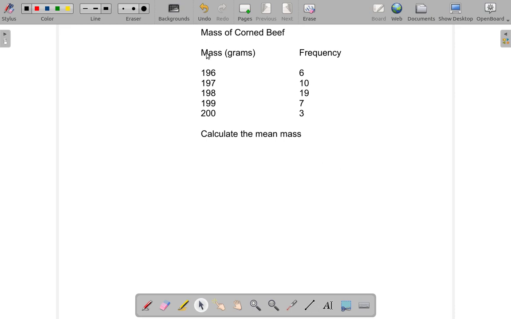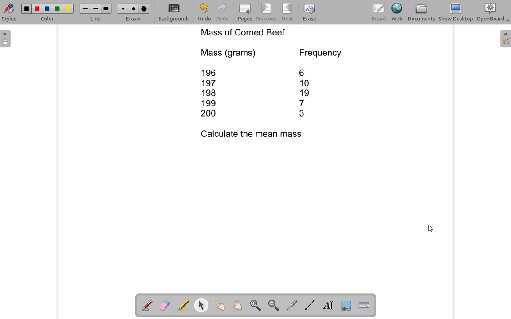What it is saying is that these are the masses in grams, and these are the frequencies. So you have 196 with a frequency of 6, 197 with a frequency of 10, and so on and so forth. 198, 19; 199, 7; 200, frequency of 3. What I want you to do is pause the video right now and calculate the mean mass. So go ahead. Alright, you've calculated the mean mass. What did you get?